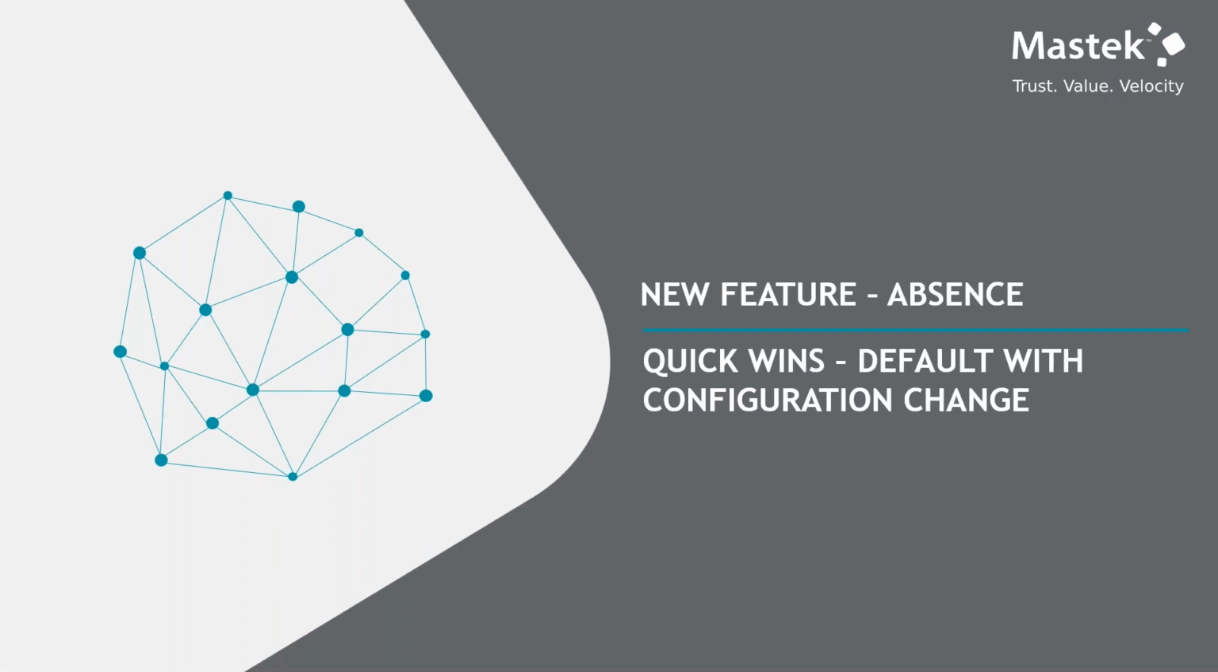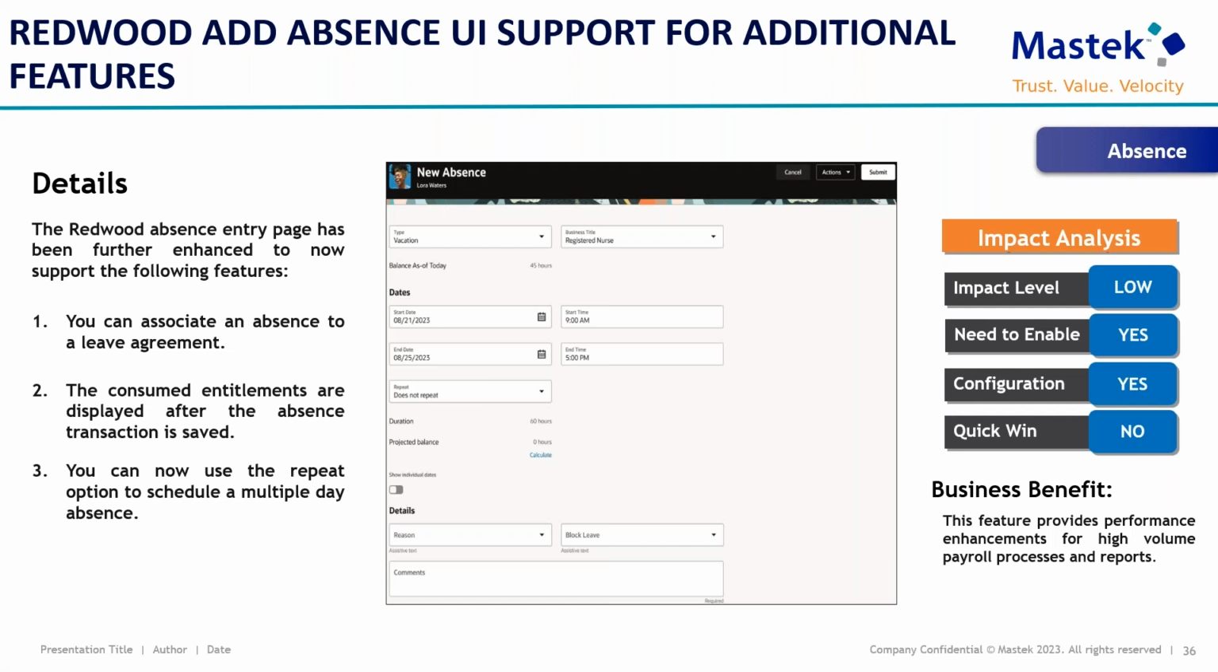Moving on to the features which do require configuration changes of the absence module. We will start with the Redwood Add Absence UI support for additional features. Oracle has introduced a new page for adding absences, and to enable this page you have to enable a certain type of profile option inside the system, and only then will you be able to see this page. That is the reason why it is inside the configuration change features, not the default features.